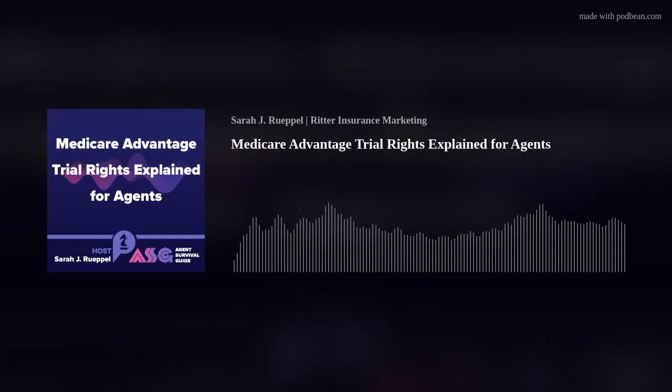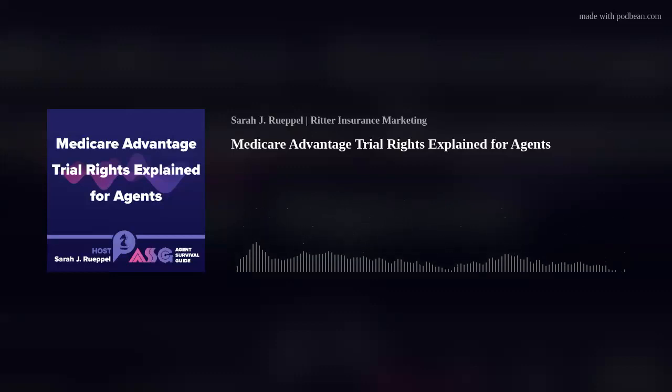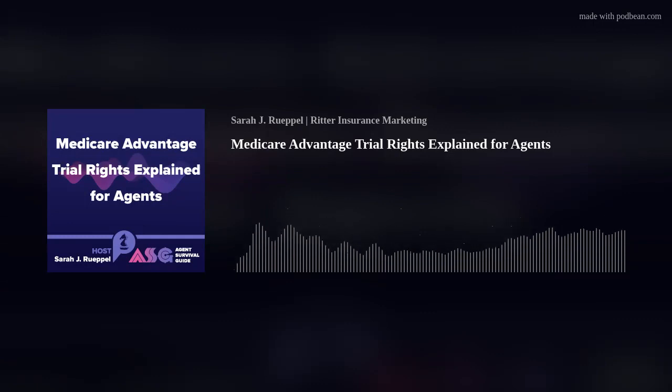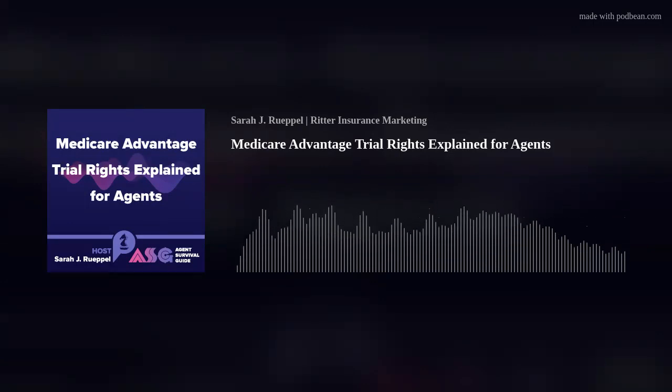If they like it, great, they can keep it. If they have buyer's remorse, they can switch back to original Medicare and either return to their former Medicare supplement if they had one, or pick up a new Medicare supplement. Permissible actions vary based on client-specific situations and state-specific regulations. Some states extend the Medicare Advantage trial right period or offer additional Medicare supplement guaranteed issue rights.